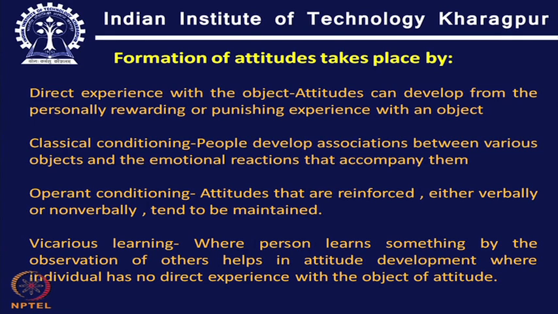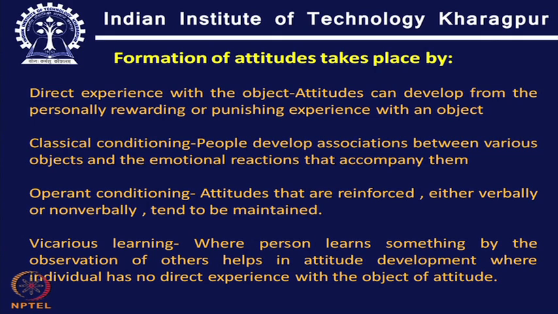Classical conditioning, people develop association between various objects and various reactions that accompany them. You develop certain special feelings, positives or negatives, to certain people, to certain objects, and you try to attach your emotions to it. Operant conditioning, attitudes are reinforced either verbally or non-verbally and tend to be maintained, which leads to your direct experience. Vicarious learning, where a person learns something by observation of others.